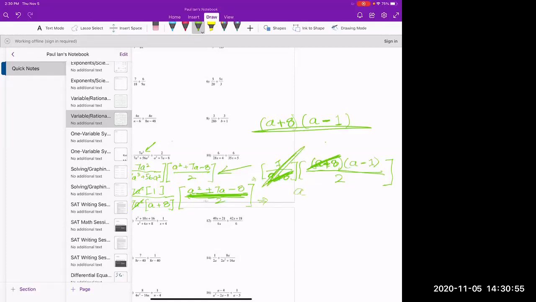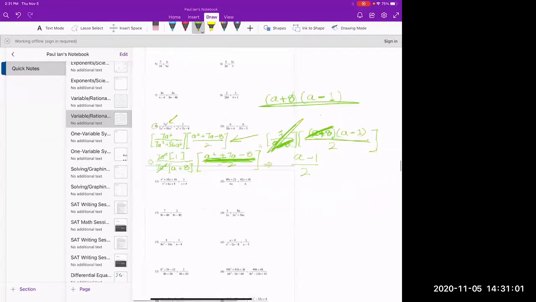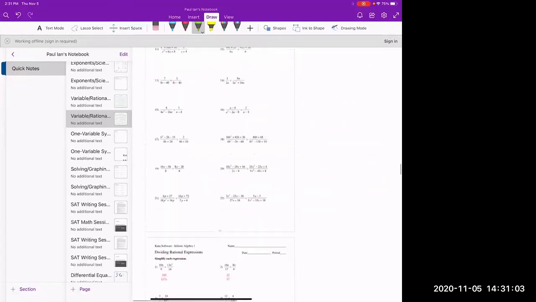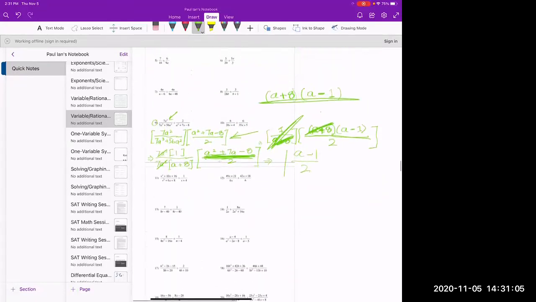And then the last thing is simplify. A minus 1 over 2. And let's see if we get that one, number 9. Yep, that's what they get. This is the answer: a minus 1 over 2.